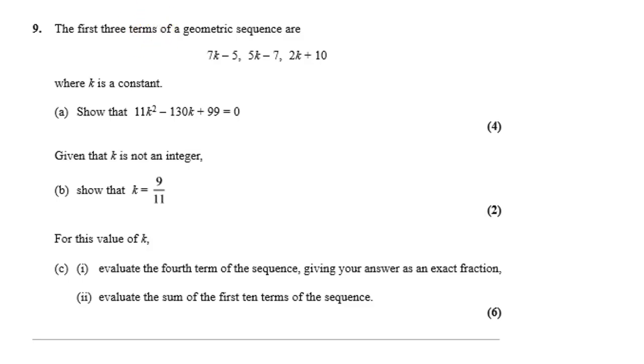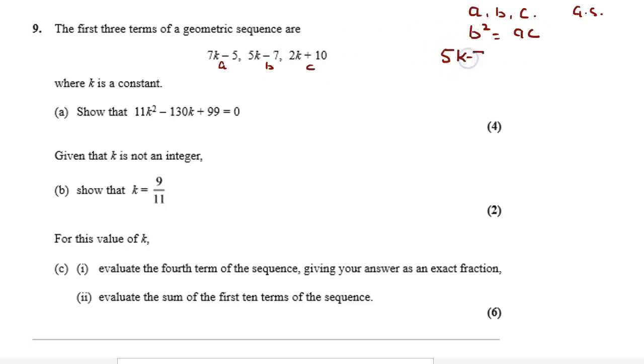The first 3 terms of a geometric sequence are 7k minus 5, 5k minus 7 and 2k plus 10. We know that if A, B, C are in geometric sequence, then B square is equal to AC. So this is A, this is B, this is C. So 5k minus 7 squared is equal to A, 7k minus 5, and 2k plus 10.